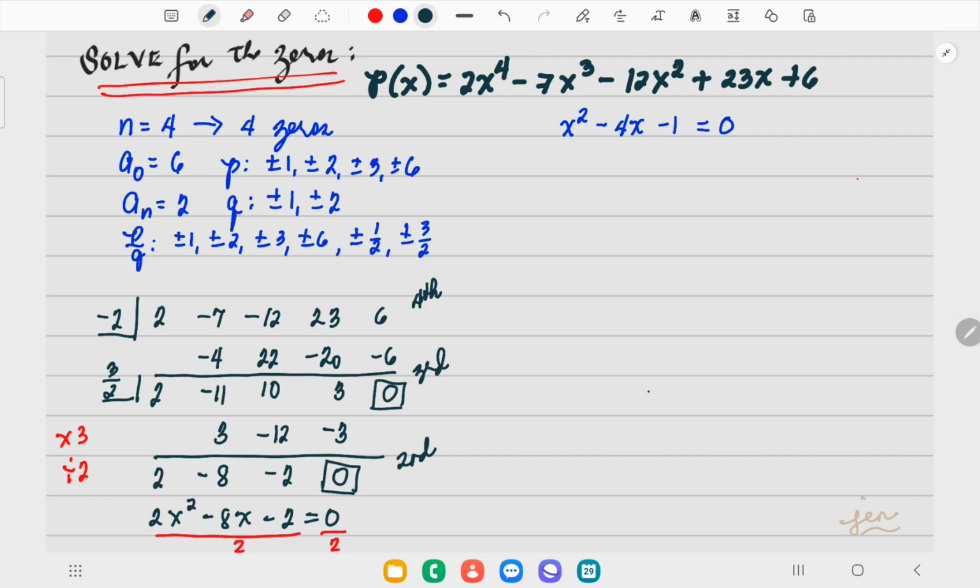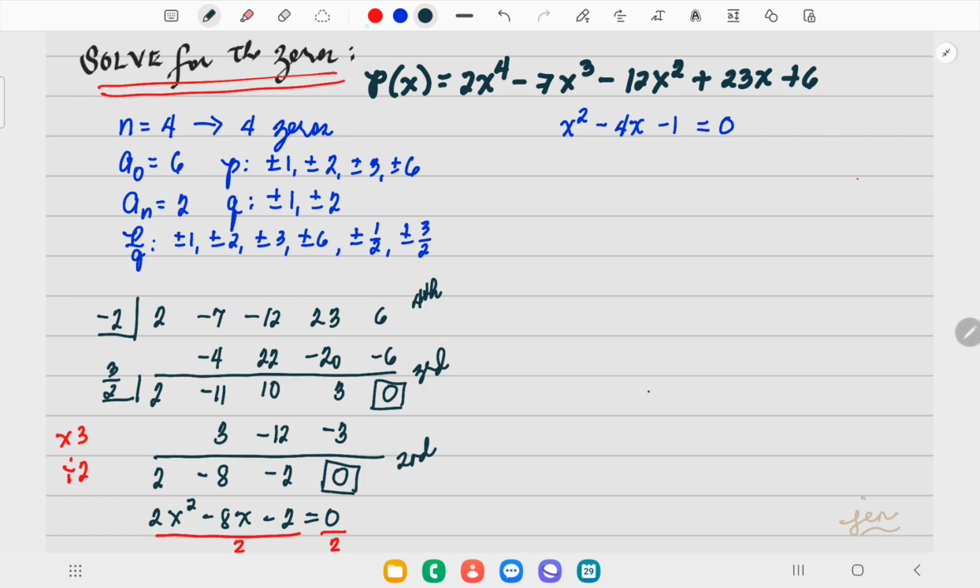And we can see here that x squared minus 4x minus 1 is not factorable because take a look at the last term, negative 1. You cannot come up with factors of negative 1 that will sum up to a negative 4. So what are we going to do? We make use of the quadratic formula.